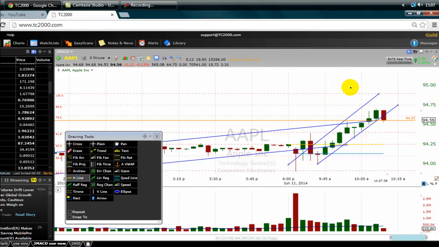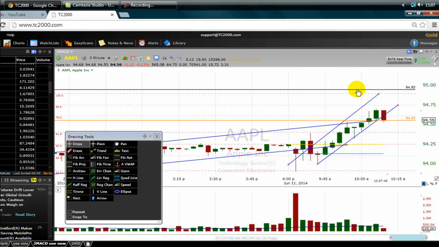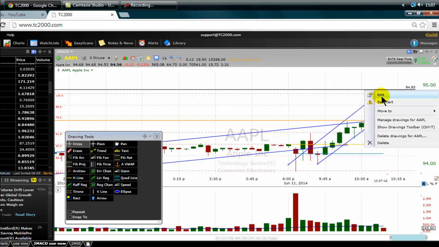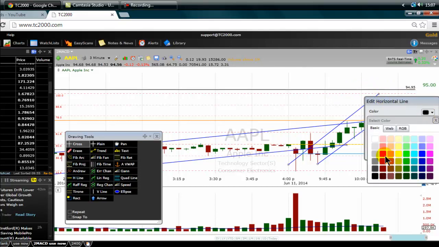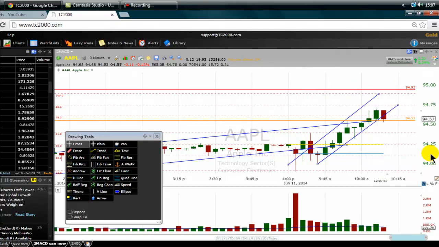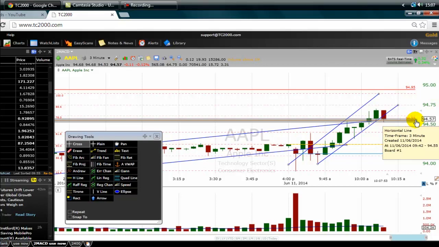So 95, that's it, exactly here. So this order has been filled now. This is a limit order being filled at 9455, and a stop loss at 9495.